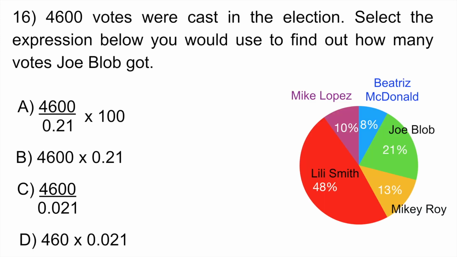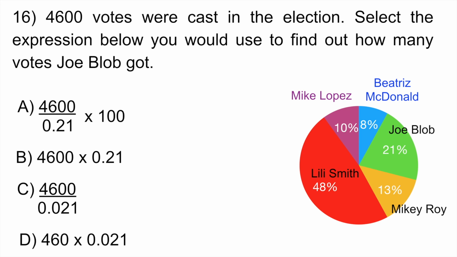Okay, so we're going to stay with the same circle graph, but we're going to make it a little bit trickier for you. 4,600 votes were cast in the election. Select the expression below you would use to find out how many votes Joe Blob got. Okay, so Joe Blob is there in green.